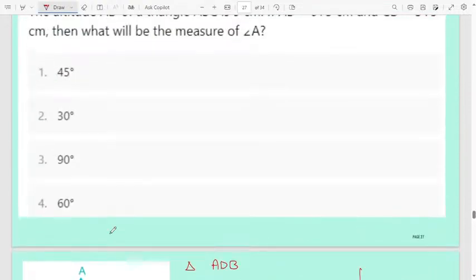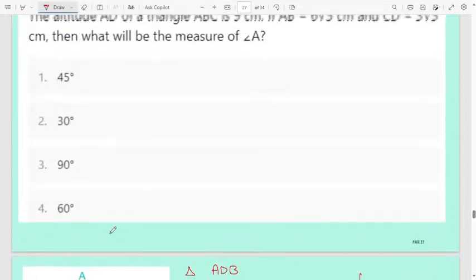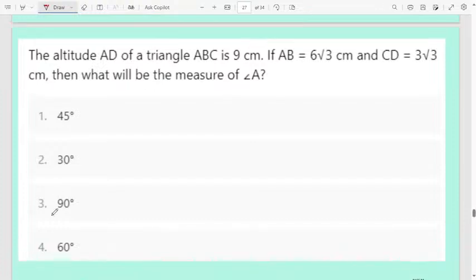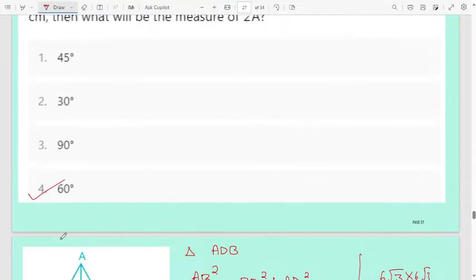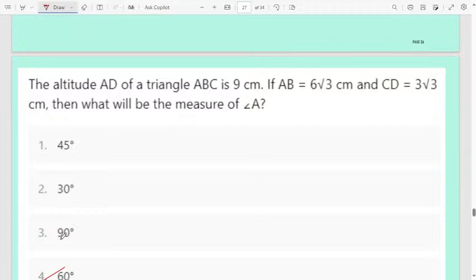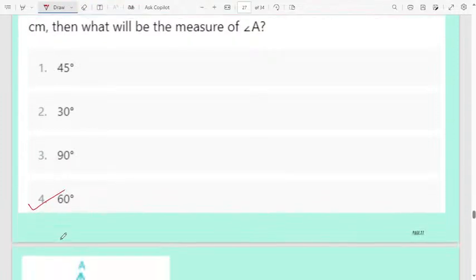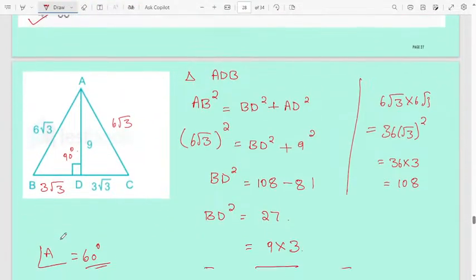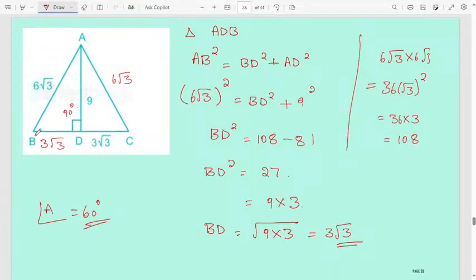The correct answer for this question: ABC is an equilateral triangle, therefore each angle will be 60 degrees. They are asking what will be the measure of angle A. Don't get confused: if they asked the value of BAD, then your answer would be 30 degrees, that is correct, but they are asking the full angle, angle A. Therefore this is 60 degrees.